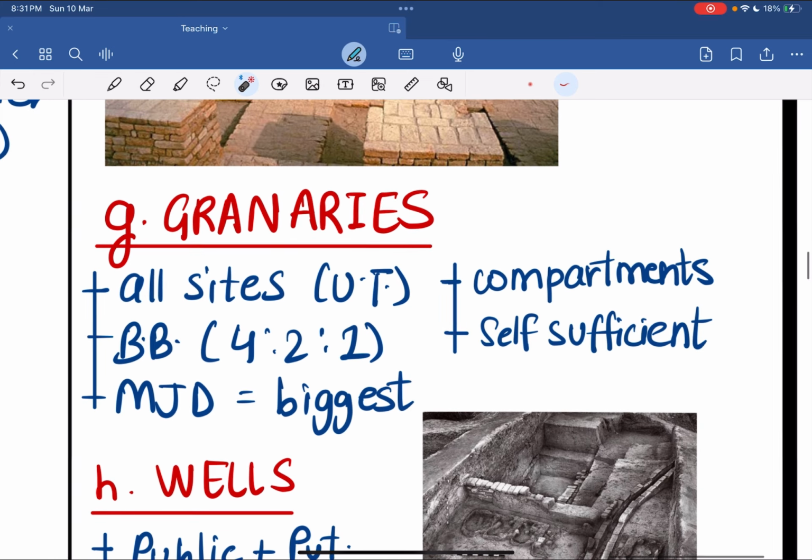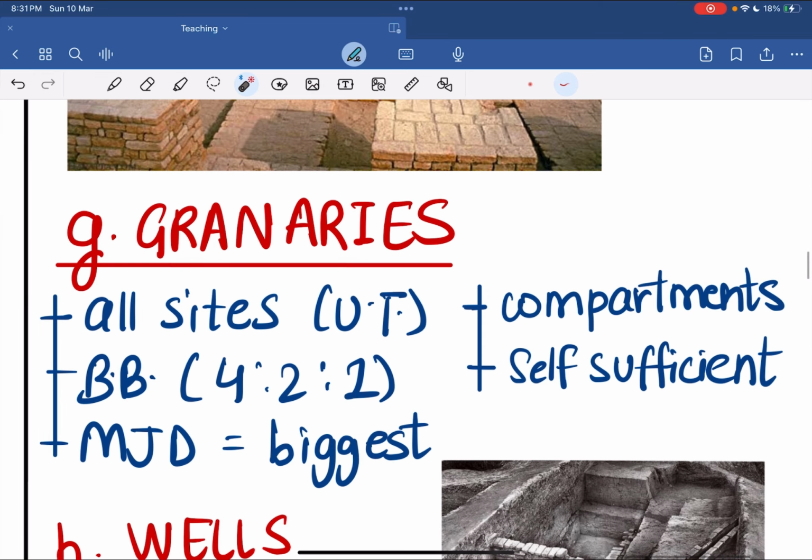let's look into granaries. So what is a granary? A granary is a place जहाँ पे हम हमारे ग्रीन स्टोर करते हैं. जैसे आज हम हमारे घरों में ग्रीन स्टोर करते हैं, Harappans also used to store their grains. Now these are very giant warehouses, आप इन्हें कह सकते हो.